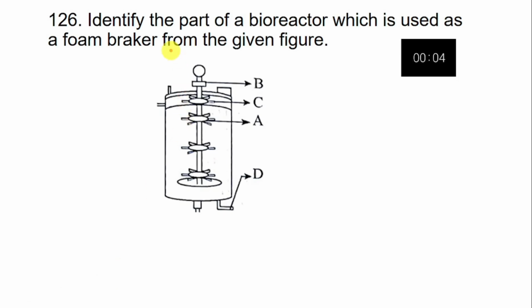Identify the part of the bioreactor which is used as a foam breaker from the given figure. So see, in the bioreactor, this is stirred continuously. This is a stirred tank bioreactor. Because of stirring, foam will be formed on the top, at the air and liquid interface. So obviously you will have this structure which will be the foam breaker. So C is the foam breaker. Option number 4.